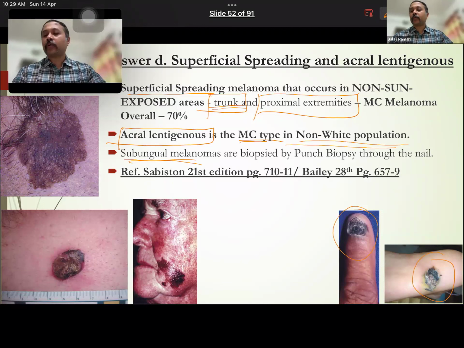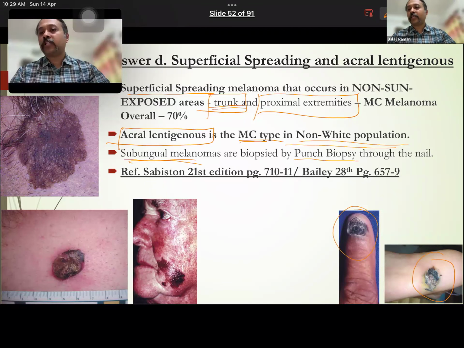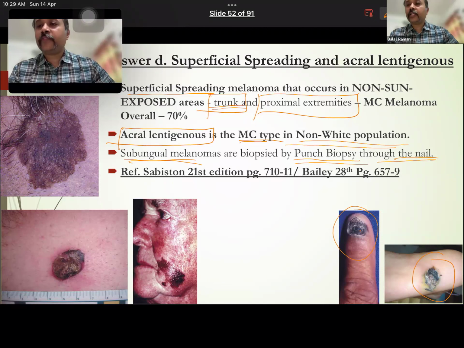This is again an acral lentiginous melanoma. So here you have to do a punch biopsy through the nail of the lesion. When you have something like this, you have to do a punch biopsy through the nail of the lesion in the early phases. Here, of course, it has come out, so you can do a wedge biopsy. On the other hand, if it is under the nail bed, then you have to do this one.